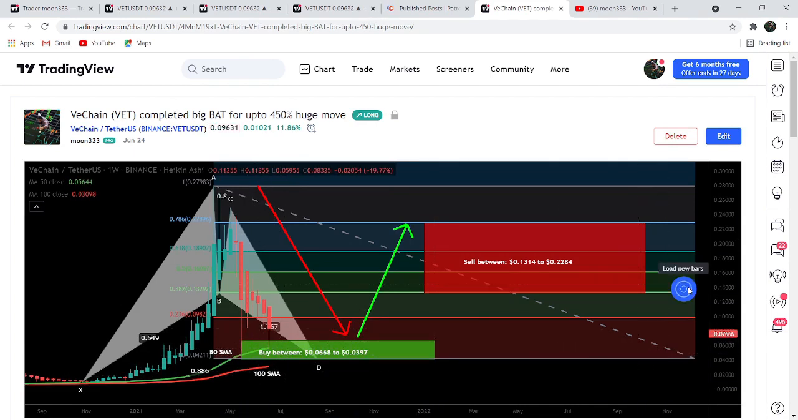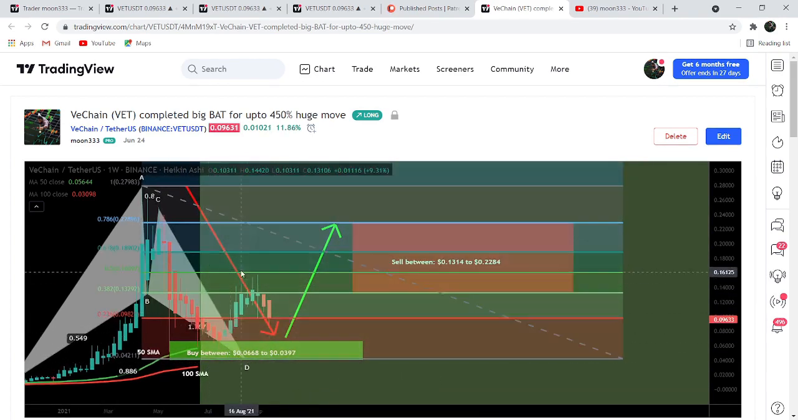Now I'm just going to play the chart, and you can see that the price line reversed bullish, hit the sell zone, moved up to 15.7 cents, and now it is moving down again.